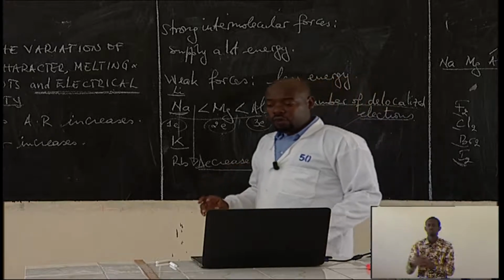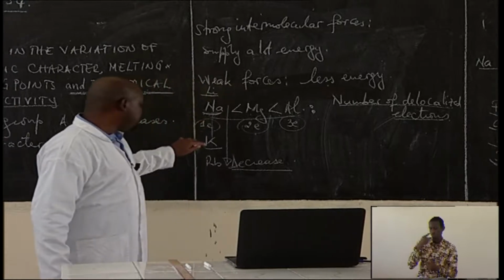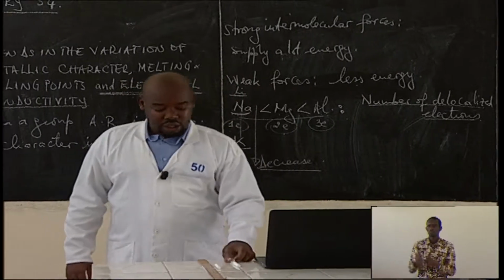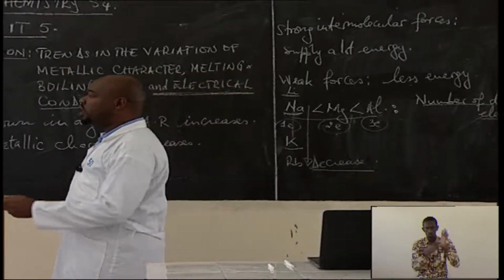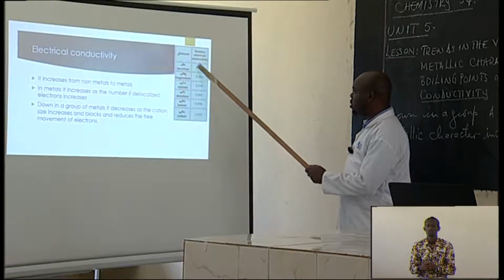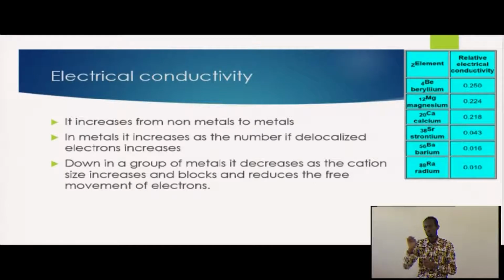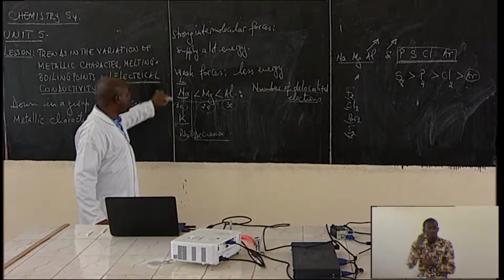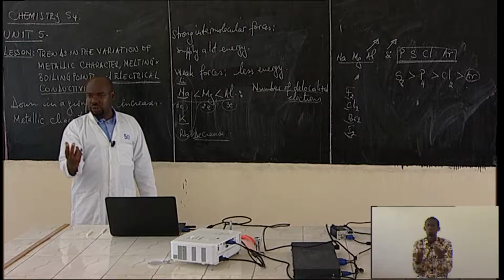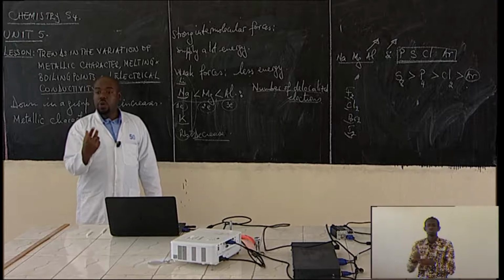And if we go down in a group, let us take an example. Here we have the example of group 2 elements. Relative electrical conductivity: 0.250, 0.224, 0.218. You can see it is decreasing. Why is it decreasing? Remember, in a given group, we have the same number of delocalized electrons. So now we have to consider what?